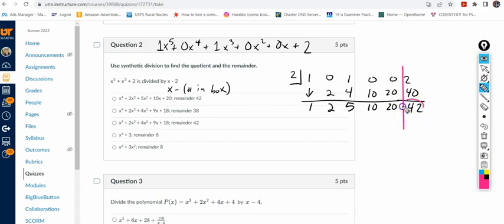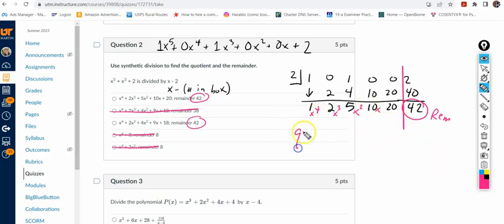So this is my remainder. Okay, so none of these other ones are going to be it. And then here is my quotient. These are the coefficients for my quotient. And I'm going to start at the bar. This is my constant. That's my coefficient for x, x squared, x cubed, x to the 4th. Keep going till you run out.